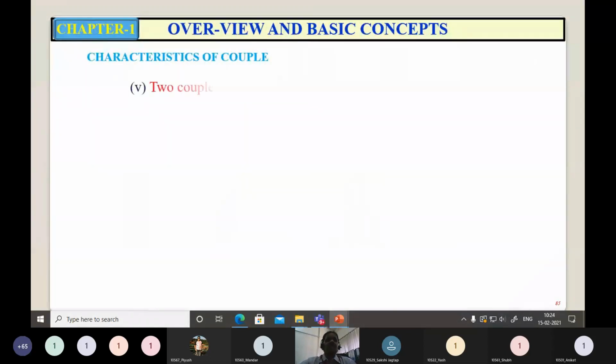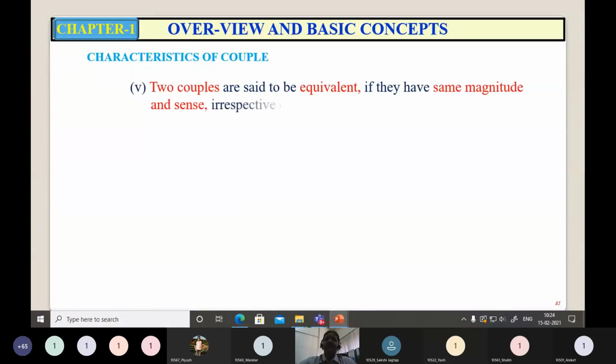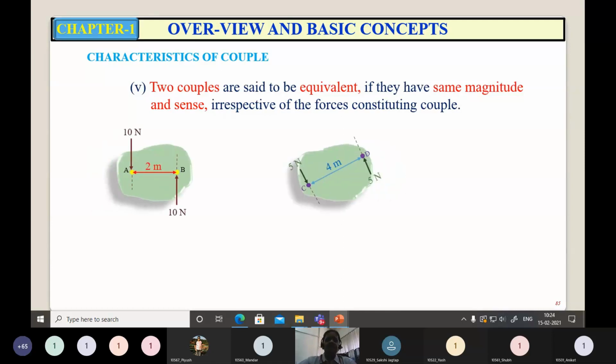Then two couples are said to be equivalent if they have the same magnitude and sense, irrespective of the forces constituting the couple. Take an example. Here there are two different types of couples. This couple is formed by two 10 Newton forces, and here the couple is formed by two 5 Newton forces. The distance between the two forces is, say, 2 meters in the first, and 4 meters in the second.